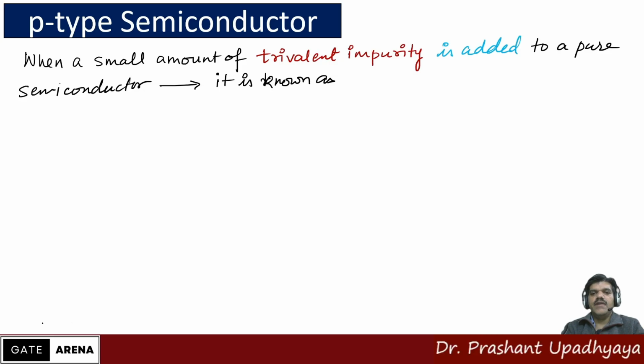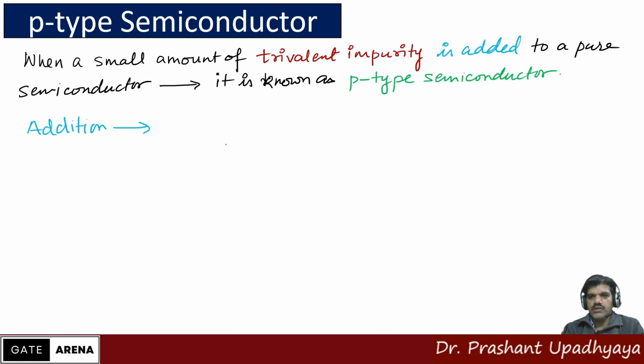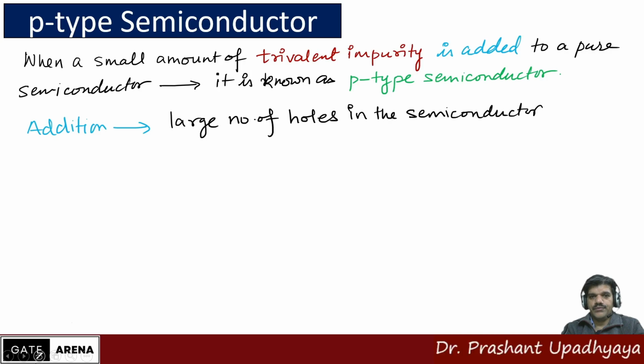When we add trivalent impurities to a semiconductor, it provides a large number of holes in the semiconductor. So I'm writing here that the addition of trivalent impurities will provide a large number of holes in the semiconductor. I'm highlighting the number of holes, because this is important. That means now in the p-type semiconductor you will have holes as the majority charge carrier.